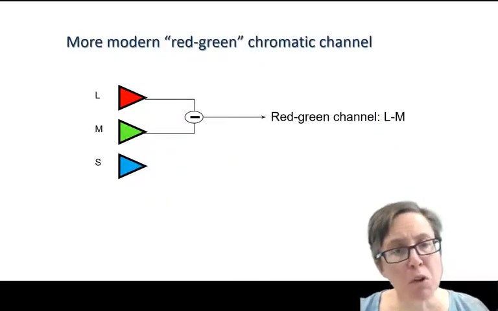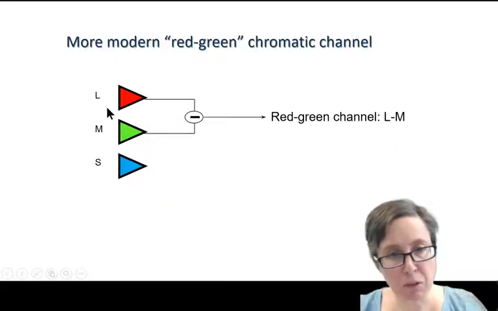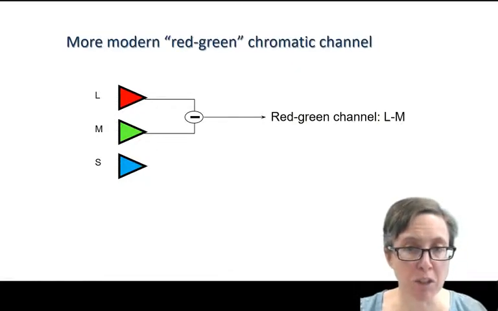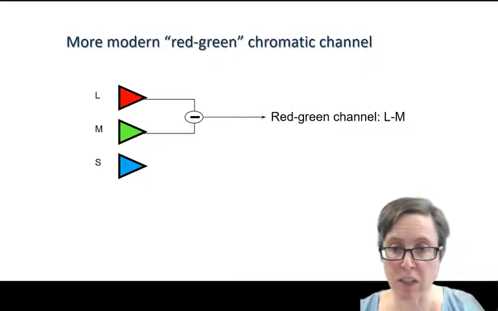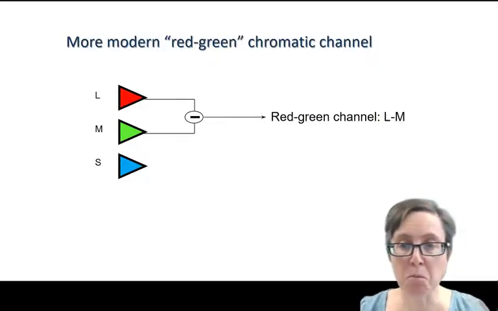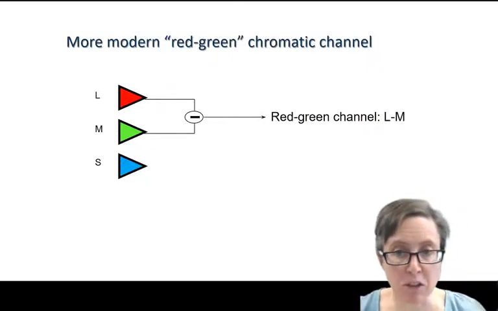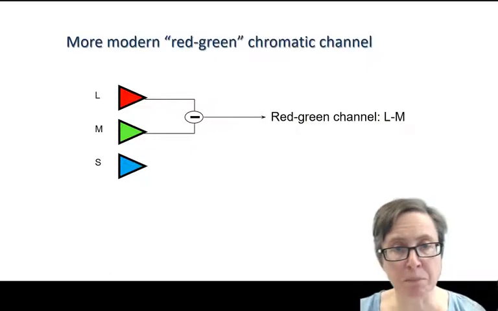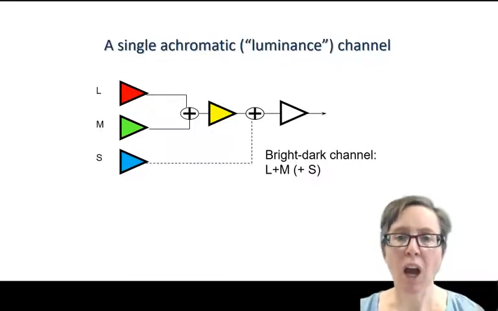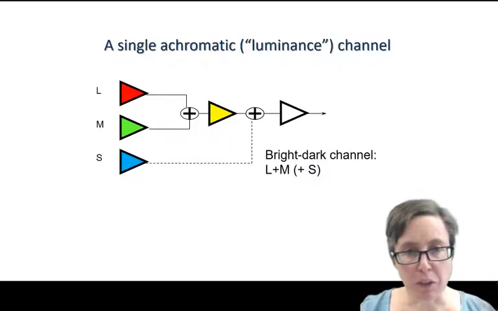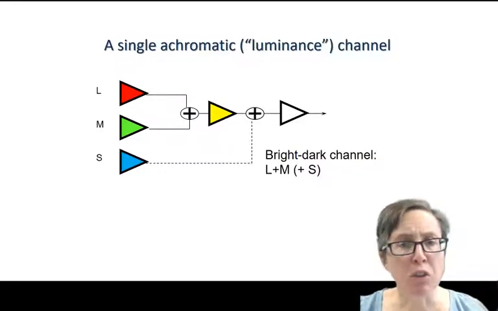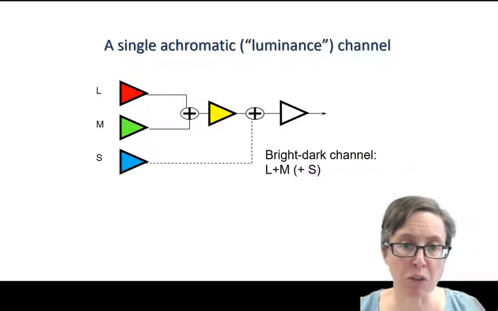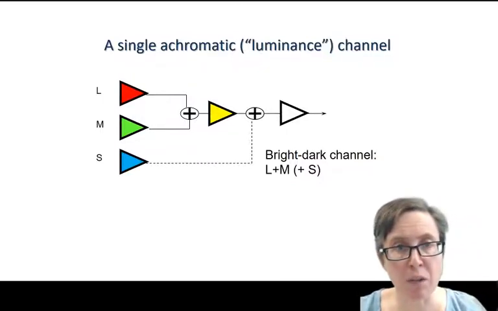And then more recently, when L and M split apart and became spectrally distinct, our brains discovered it was useful to compare the activity in these separate cone classes separately, and we evolved this more recent red-green colour channel. And then also, if you simply sum all of them together, then you have this luminance channel, which is sometimes called the achromatic channel, because of course you're losing the colour information there.